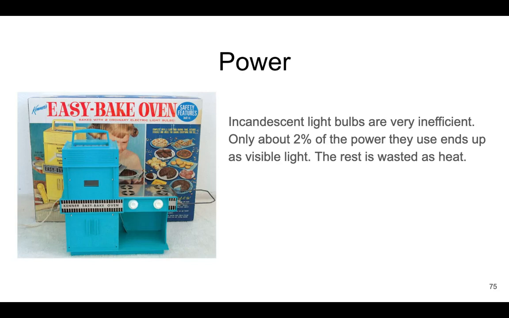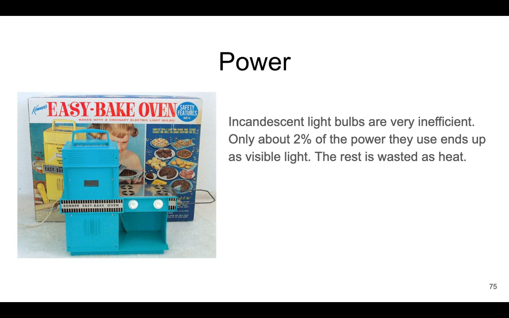If you plug the bulb in the socket and turn it on, only about 2% of the energy of the power that it's using actually ends up being visible light. The rest of it is wasted as heat. So a light bulb is actually very, very good at making heat and pretty poor at making light, at least an old-fashioned incandescent. So that's why you can use one of those to make an Easy-Bake oven.